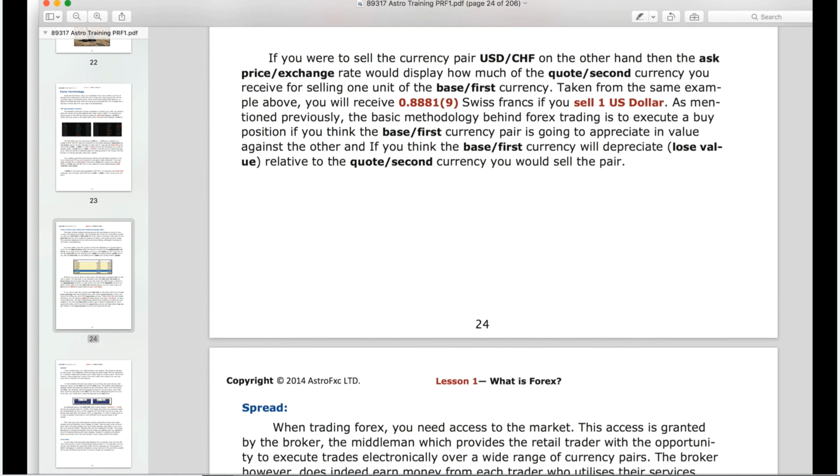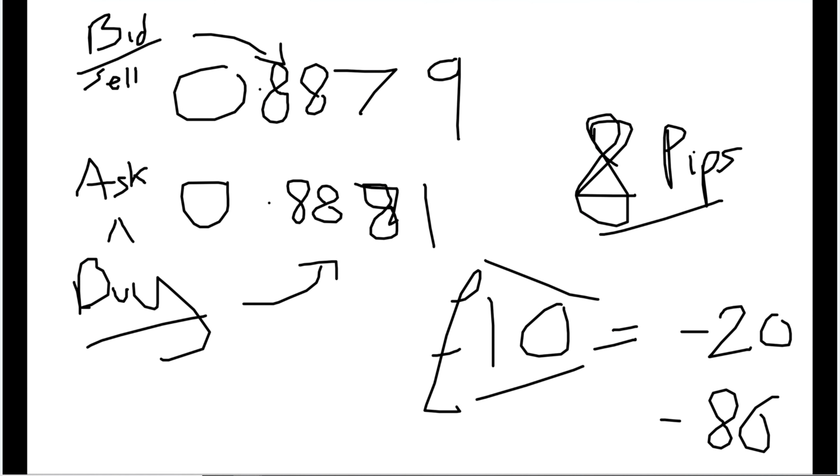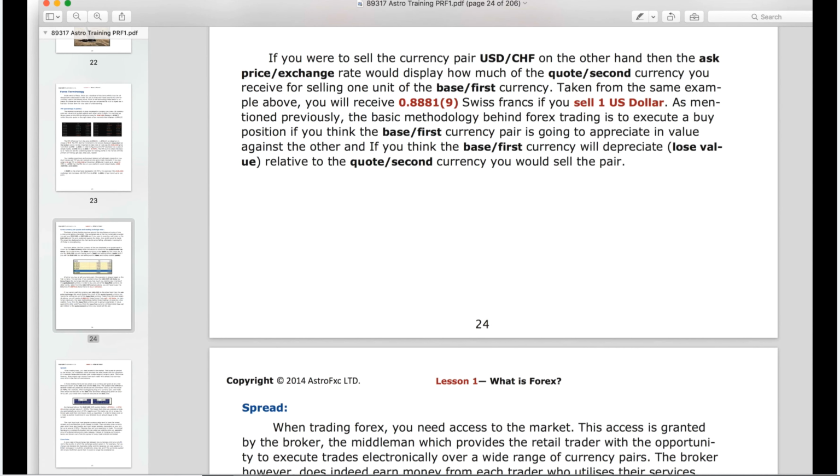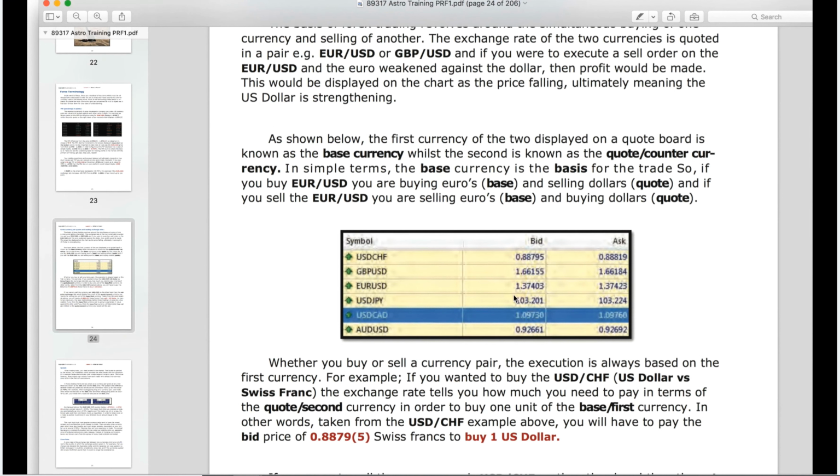Now, all of this is in the book once more, but that's just a word of advice. Don't trade the news, spread widens. And if you are going into exotic currency pairs and new currency pairs, always check with your broker the difference between the bid and ask.